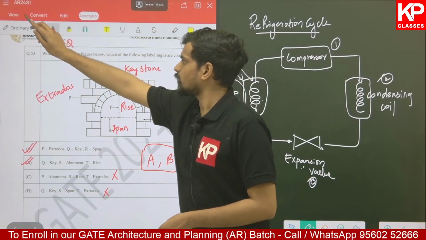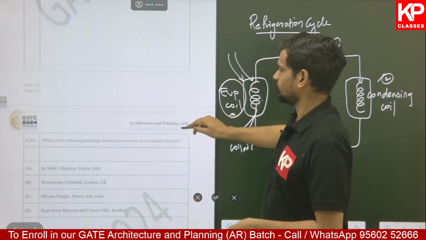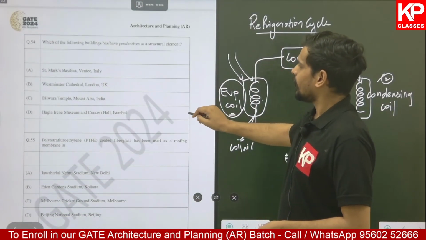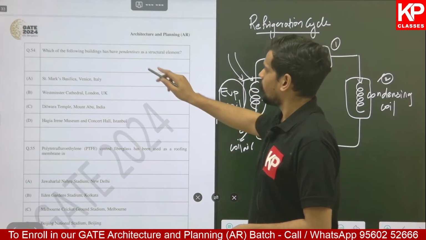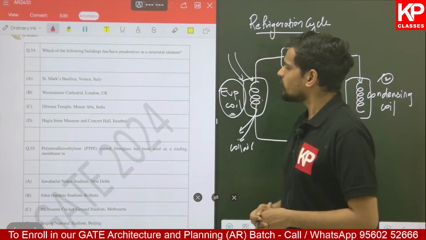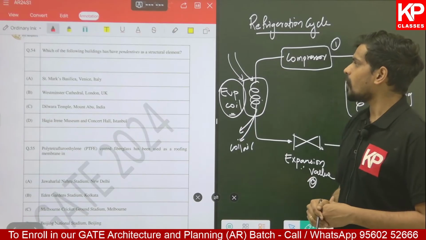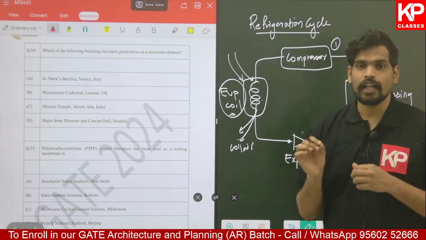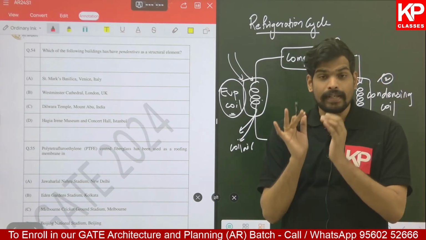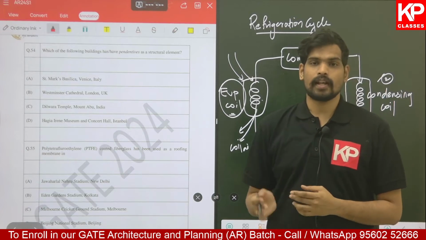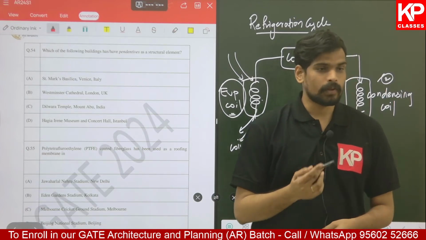Moving on to the next, the 54th question. It again is based on the topic of history of architecture. Which of the following buildings has or have pendentives as a structural element? Four options are given. It's a multiple select type question again. Now what is a pendentive?